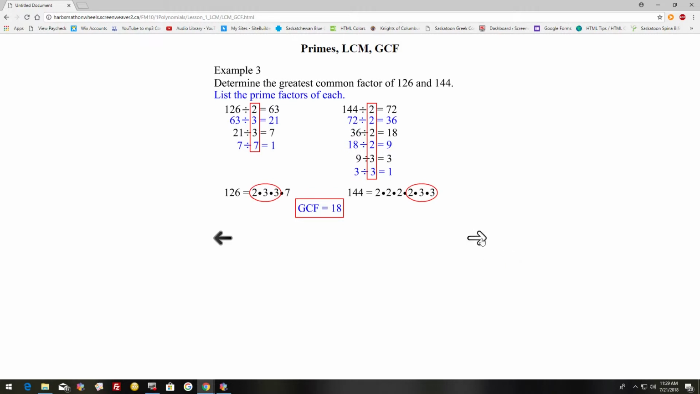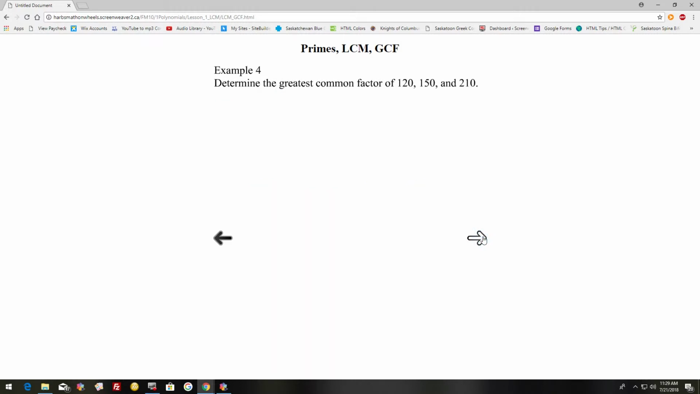Example 4. Determine the greatest common factor of 120, 150, and 210. Again, list the prime factors of each. For 120, divide by 2. For 150, divide by 2. And 210, divide by 2. We get 60, 75, 105.